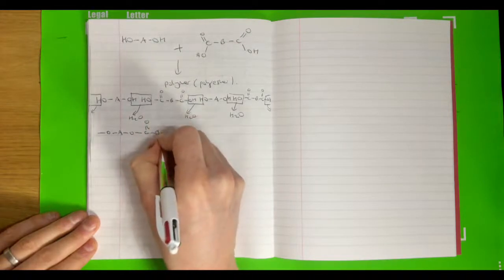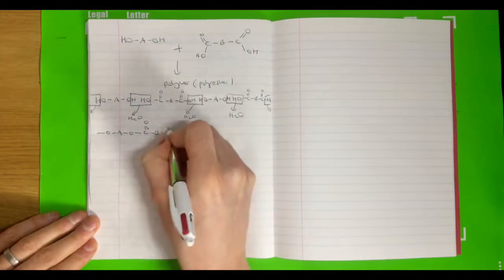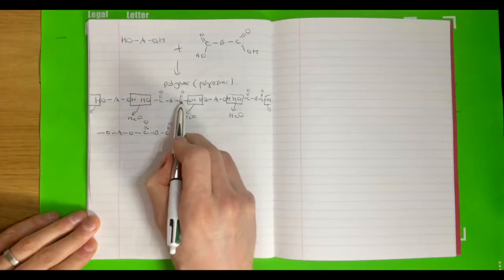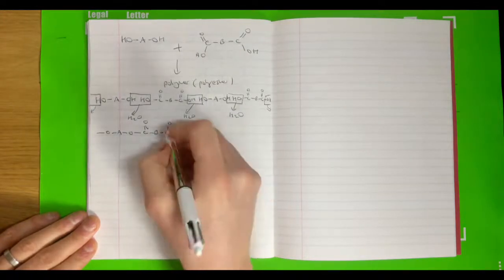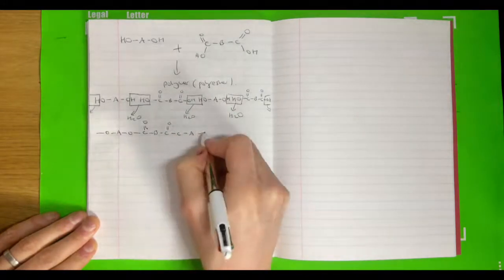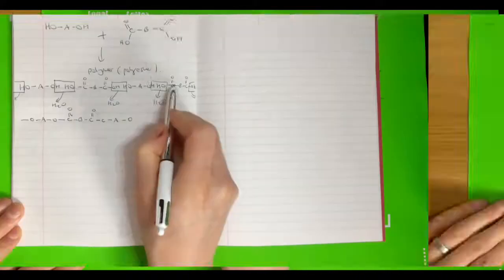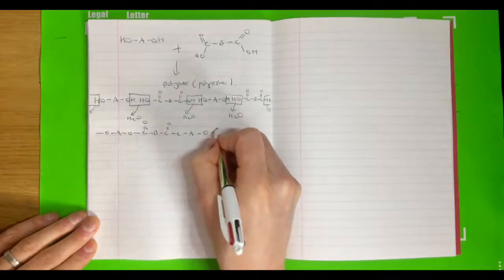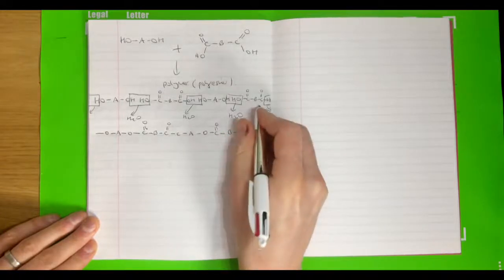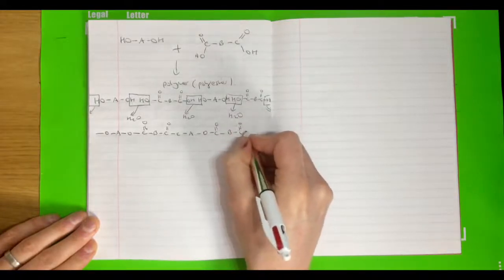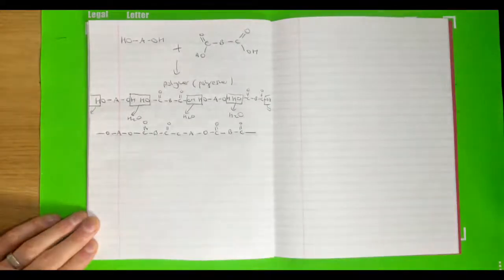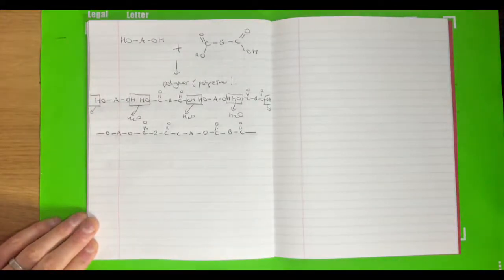B, C-O, then stop, because I've broken that bond. That C is chemically bonded to that O. A, O, C-O, B, C-O, and then that bond's broken, so I'm just going to draw a line like that to show that the polymer keeps going on like this.